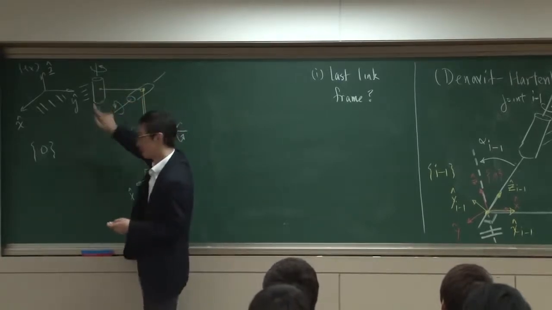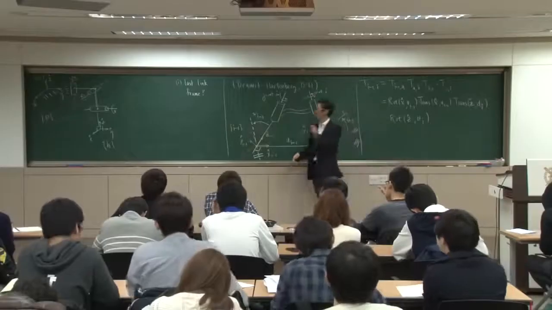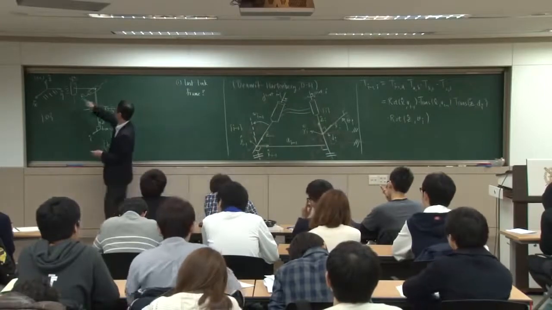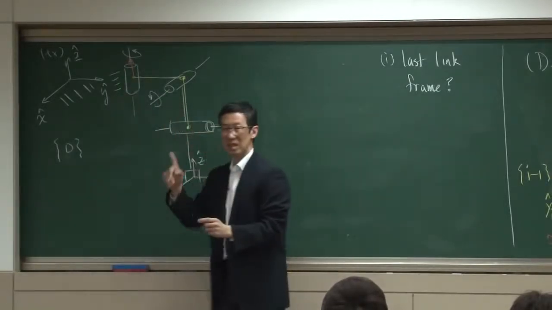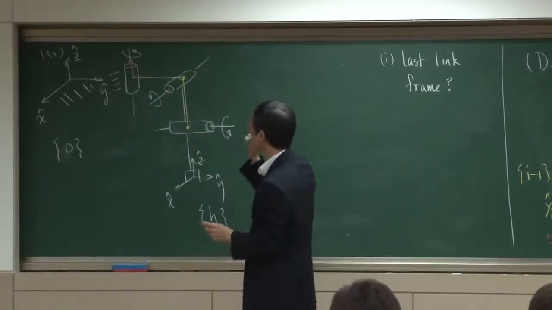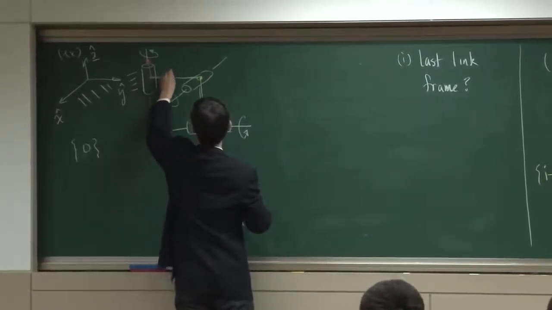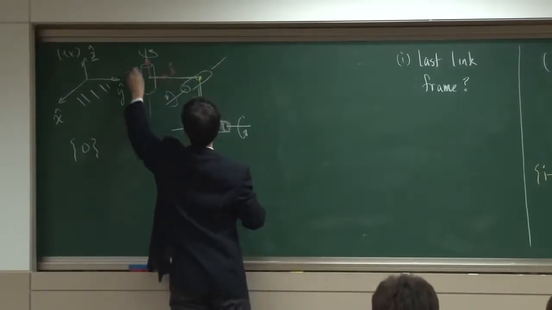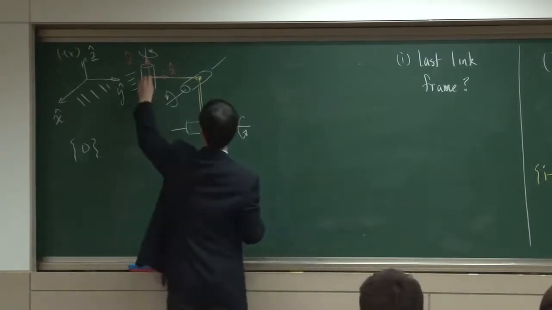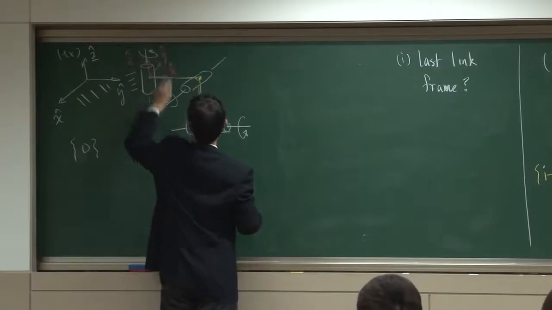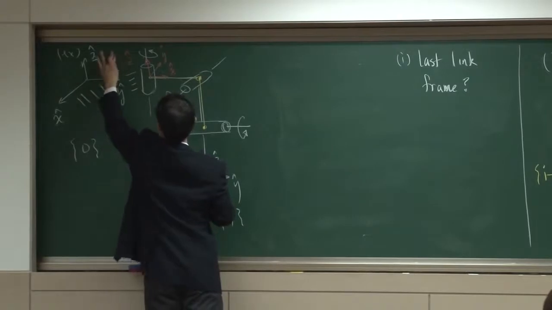So now let's assign link frames. So frame 1. The z-axis is this way. Remember, it always points in the joint axis direction. X-axis is which way? Is this way. Here's my x. Oops. Here's my z. So my y is right into the board. So there's frame 1.